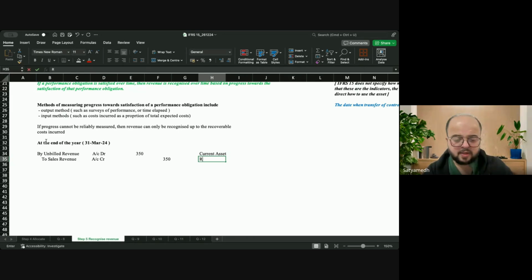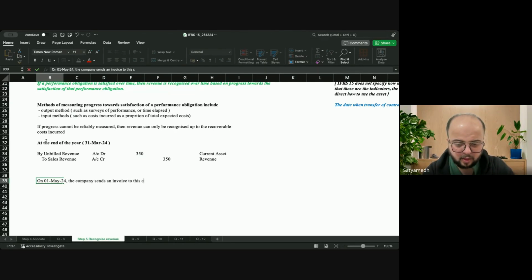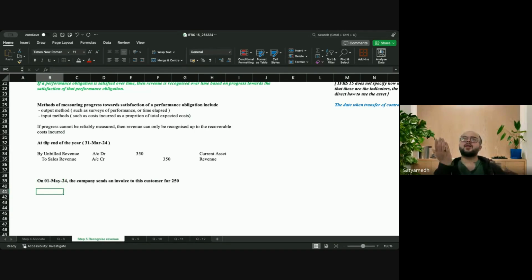And of course, this is revenue. This goes to P&L. Now, in the next year, as per the billing terms in the contract, on 1st of May 2024, the company sends an invoice to this customer for 250. So now you have raised an invoice on the customer. Now money is receivable from the customer.